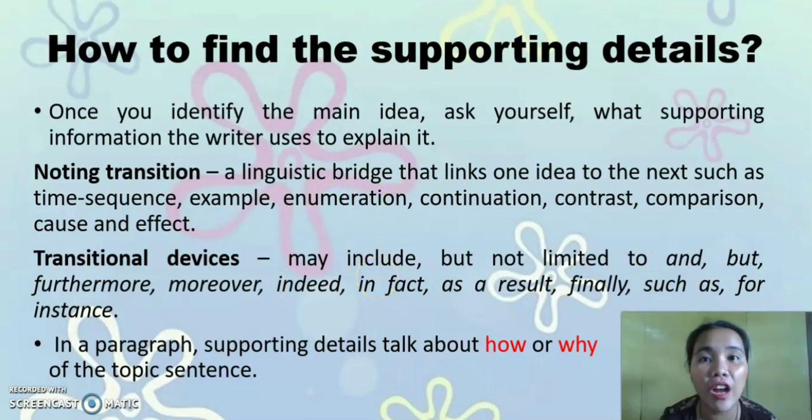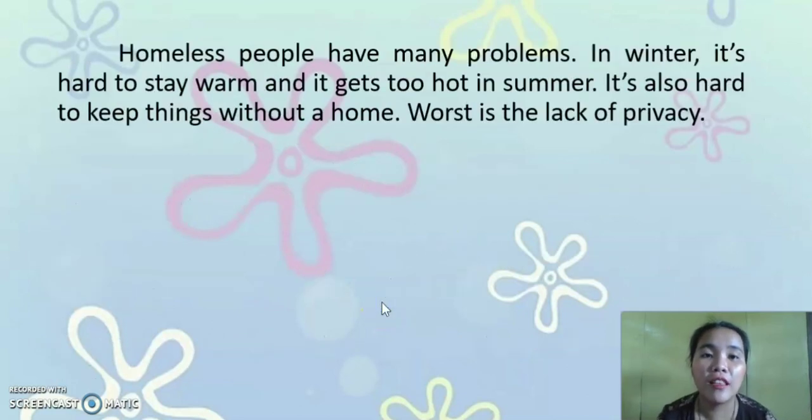Now, I have here an example paragraph for you to further understand supporting details. Okay: Homeless people have many problems. In winter, it's hard to stay warm and it gets too hot in summer. It's also hard to keep things without a home. Worse is the lack of privacy. So this is the example paragraph. What do you think is the main idea? How about what is or what are the supporting details?